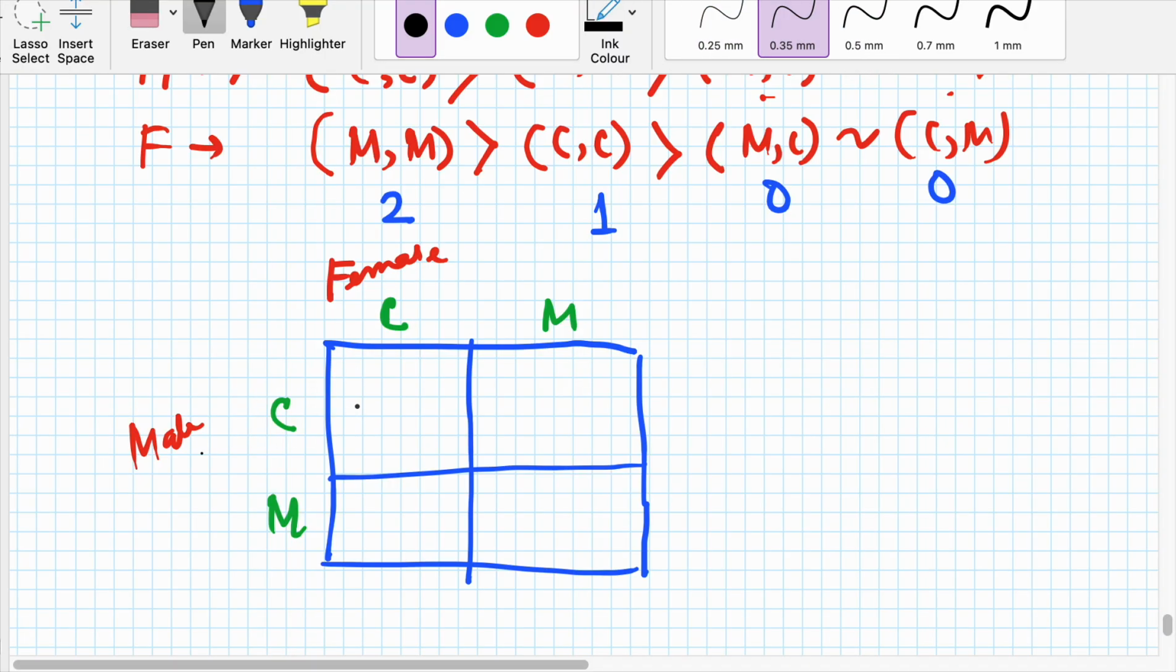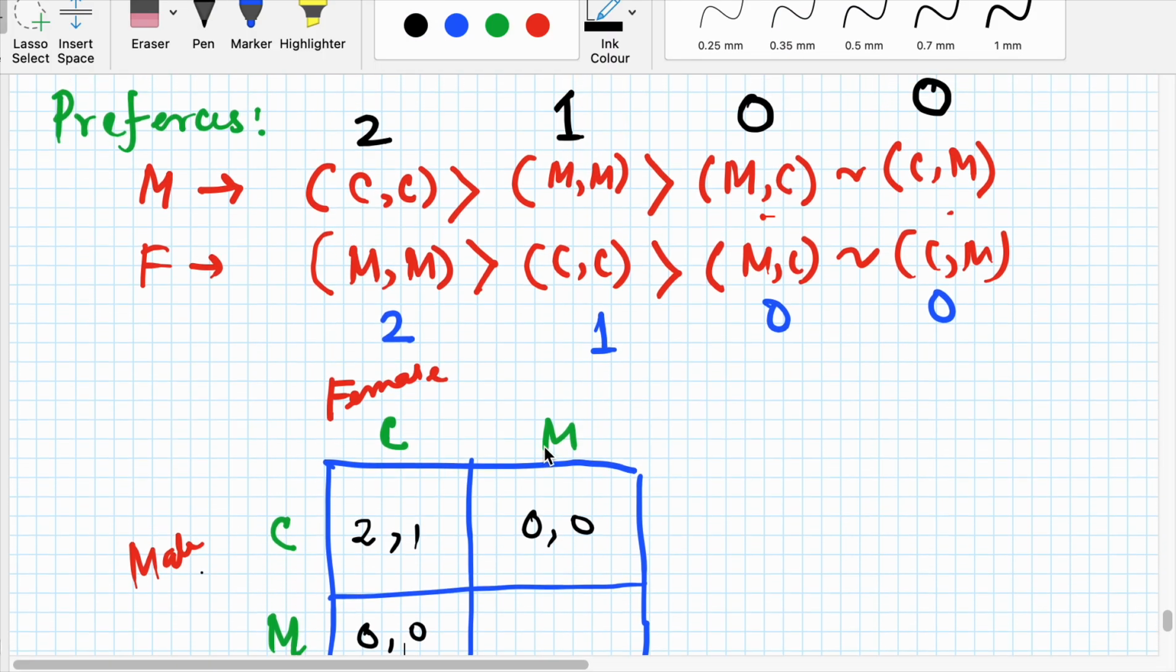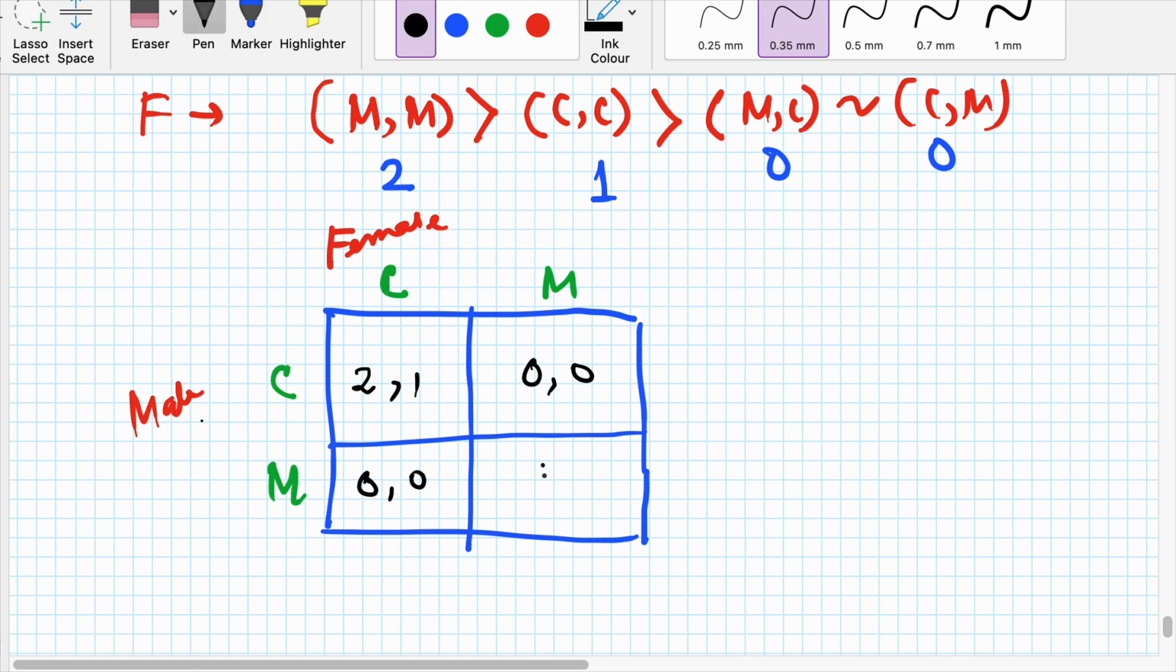Now if both of them go to cricket, the male gets a utility of 1. Since the second element is the payoff of the female, from the female's perspective the payoff is 1, and this payoff is 0, 0, this payoff is 0, 0, and this payoff is, from the male's perspective, for the musical concert 1, and from the female's perspective 2. So this is the game which is called the battle of sexes.